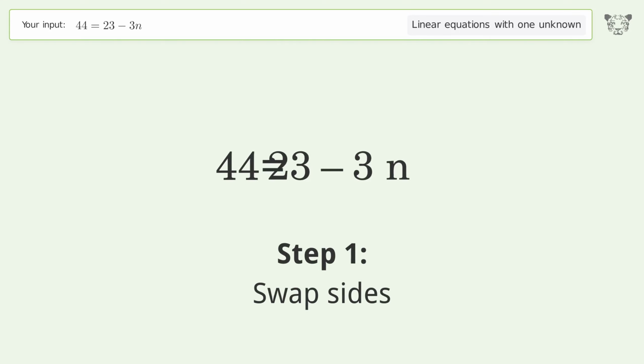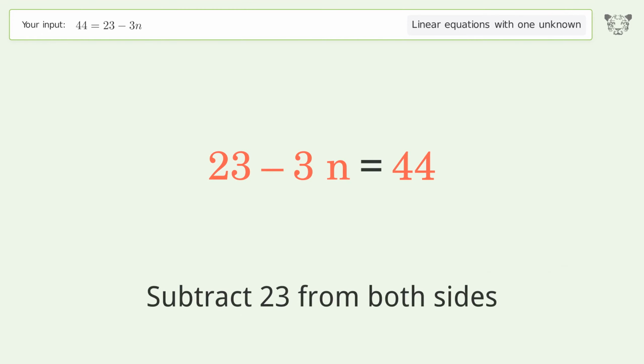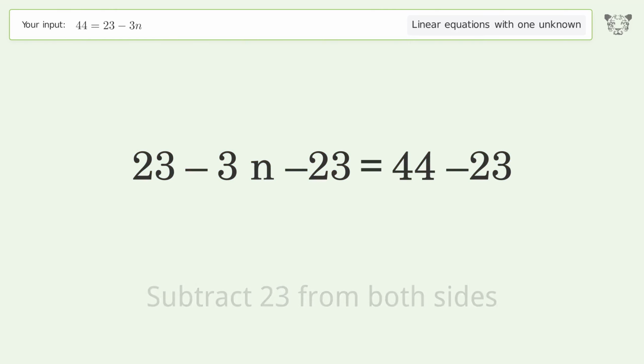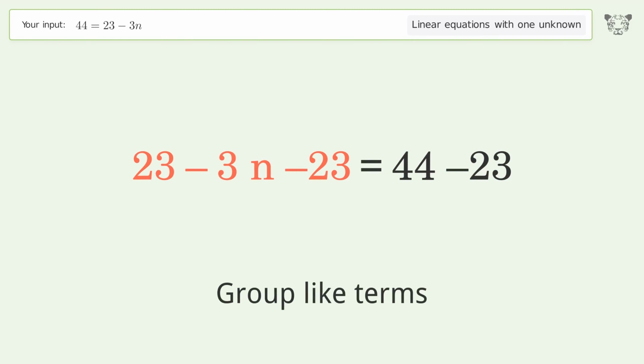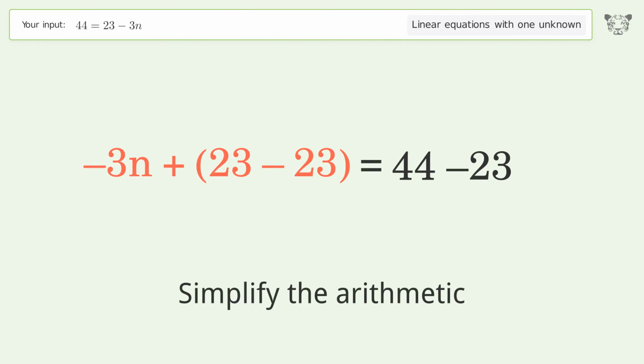Swap sides. Group all constants on the right side of the equation. Subtract 23 from both sides. Group like terms. Simplify the arithmetic.